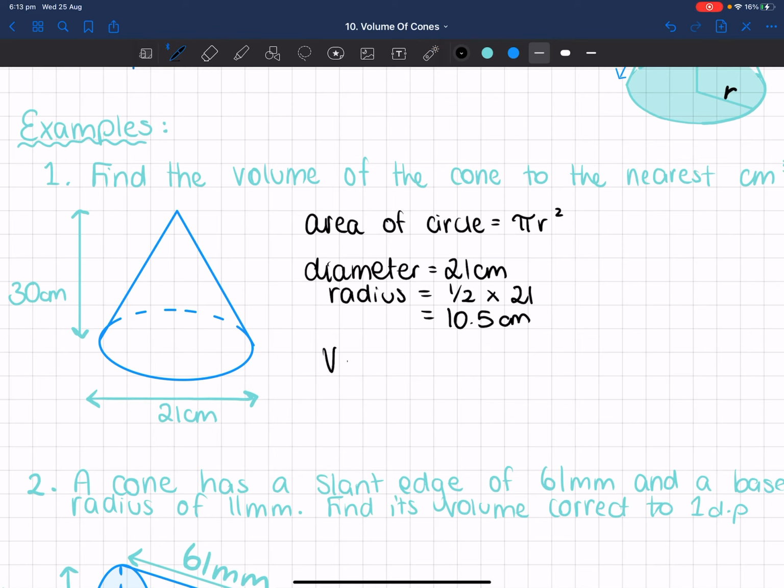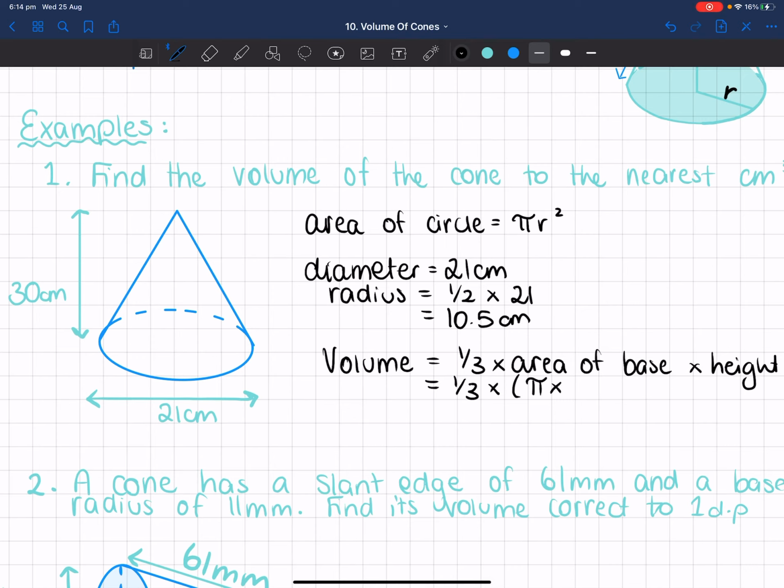So for the volume, it's equal to, remember, a third times the area of the base, which is a circle, times the height. So we've got a third times pi r squared, where r is 10.5, times the height, which is 30.